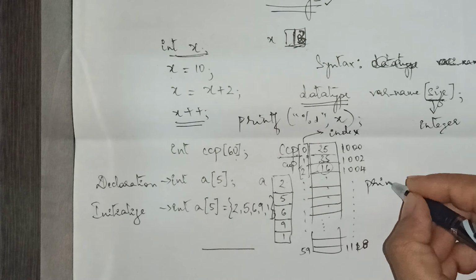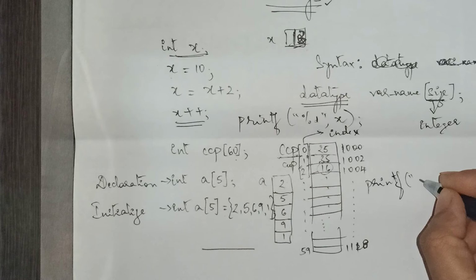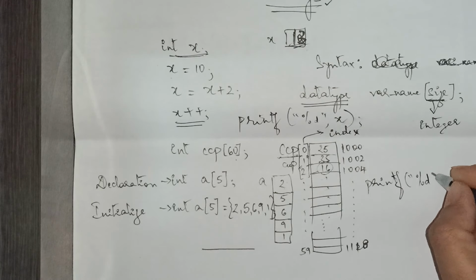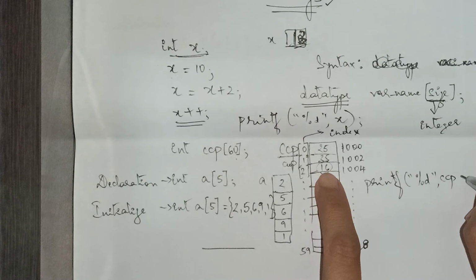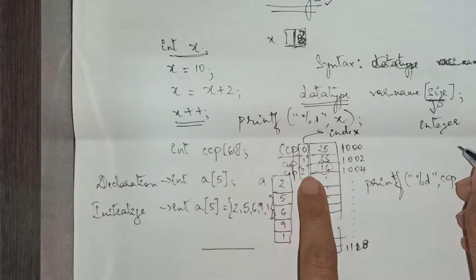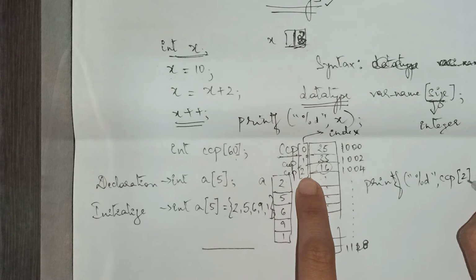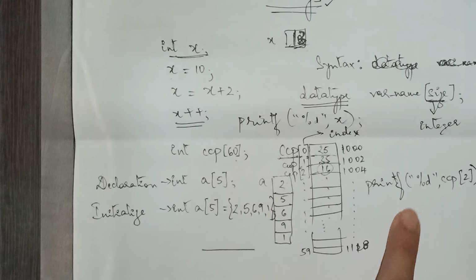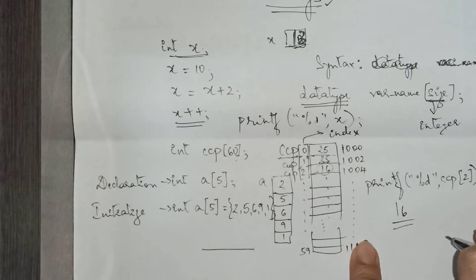Printf, I can give %d, right? Where is the value stored? If I have to access 16, how do I access it? It is CCP of 2. So this is going to print which value? 16, right?